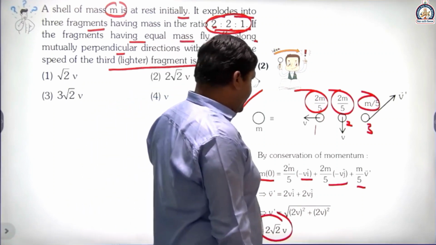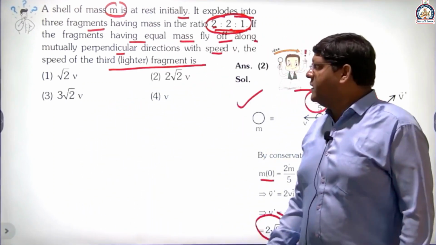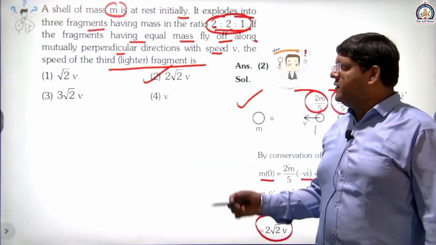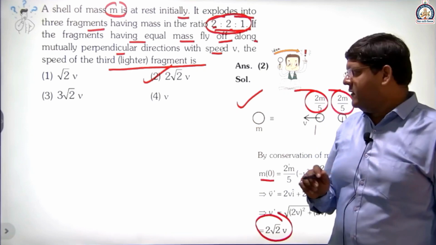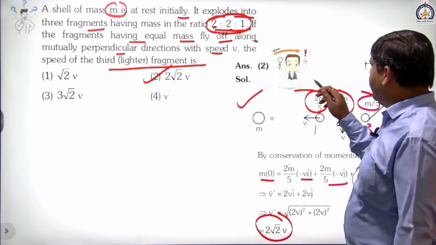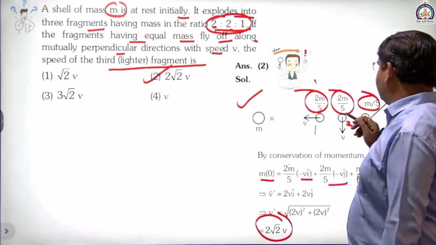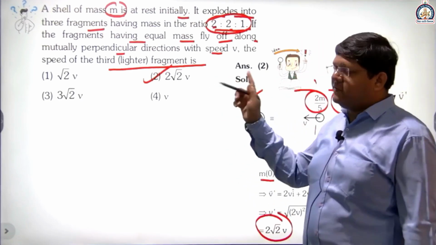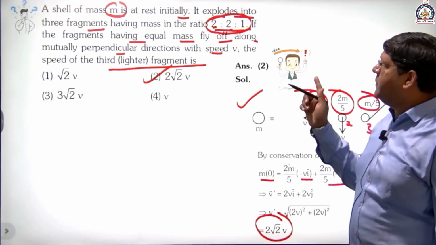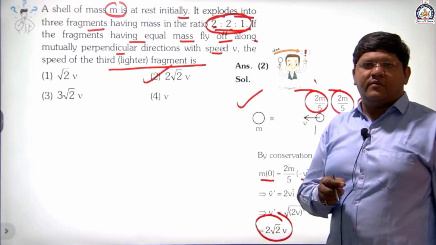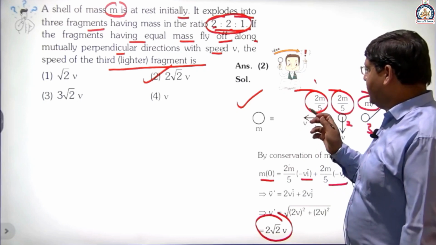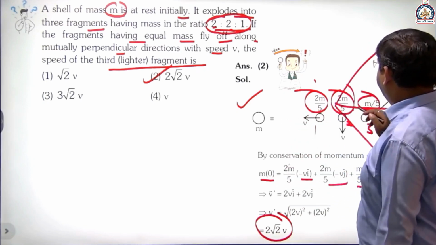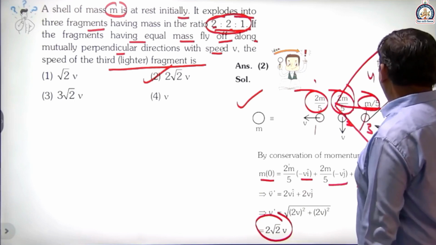By solving we get 2 root 2 v. That is our required option number 2. This is the speed of the third object, which is of lighter mass. How do we see it is lighter? The first component is 2 by 5, the other is 2 by 5, the third is m by 5. That's why the third is lighter as compared to the first and second. This is simply the application of conservation of linear momentum. A similar question can be asked with a condition of this type, where we have to compute the angle also, 45 degree and 45 degree.